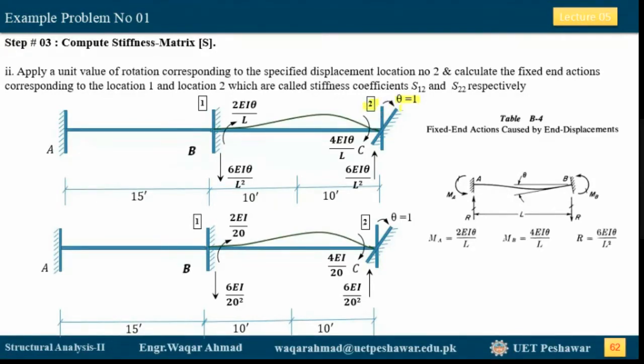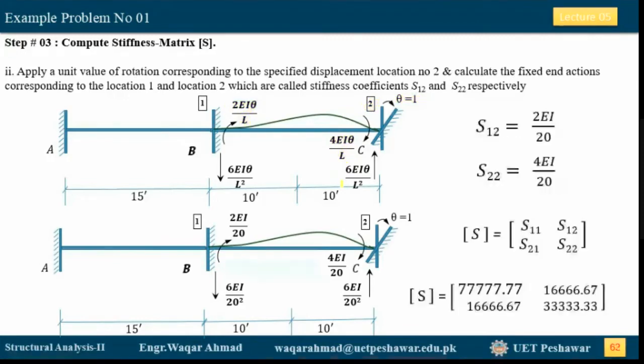Now, due to this rotation, the moments induced in our structure are 4EIθ/L at the near end and 2EIθ/L at the far end. To balance these moments, we have these reactions equal to 6EIθ/L², 6 times EI times θ divided by L square. Now what we need to do here is pick the values of S12. S12 means the fixed end action at coordinate 1, which is caused by a unit displacement at coordinate 2.